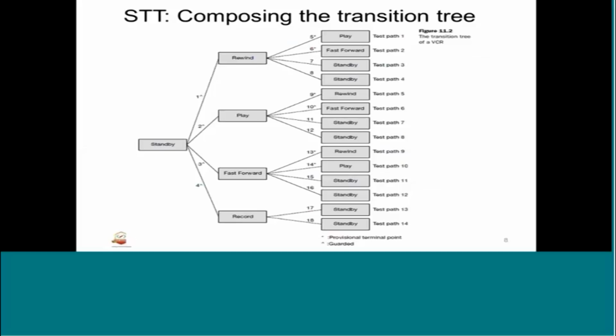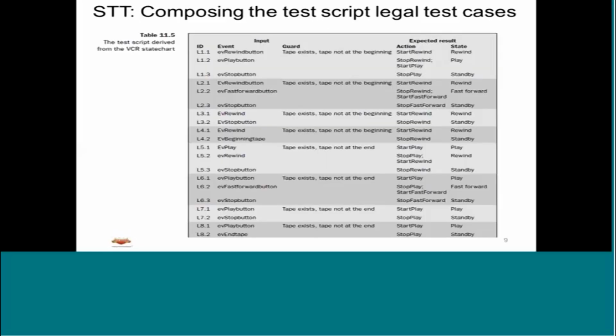Okay. The next, after composing the transition tree, we need to have the legal test cases, right? So the test script we are going to derive for these legal test cases. So how these are drawn is based on the unique identification events in the guard. That means guard also needs to be taken care of in terms of tape exists, tape not at the beginning. It may be in the middle. This is one of the guards.